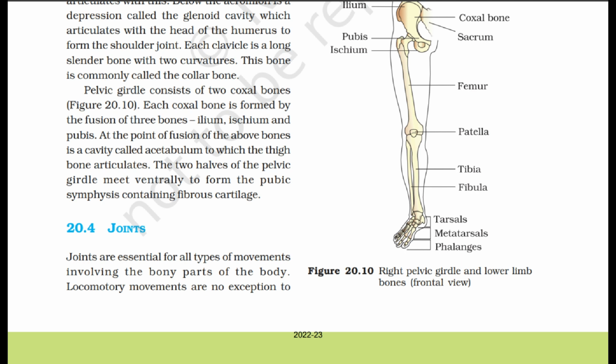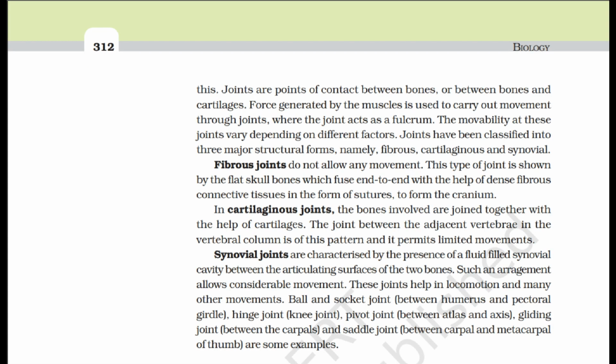Joints. Joints are essential for all types of movements involving the bony parts of the body. Locomotory movements are no exception to this. Joints are points of contact between bones or between bones and cartilages. Force generated by the muscles is used to carry out movement through joints, where the joint acts as a fulcrum. The movability at these joints varies depending on different factors.